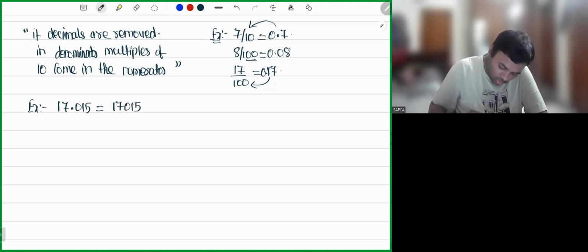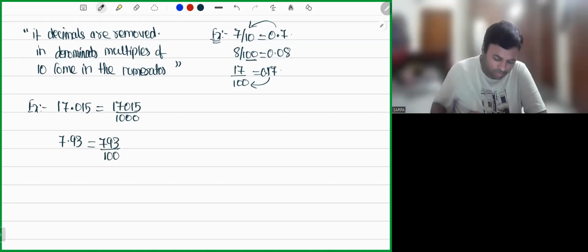17.015 whole divided by, after the point, how many numbers are there? 3 are there, right? So 1, 2, 3. You are having 7.93. How will you write 793 divided by 100? Because after the point, 2 numbers are there. You are having 85.6. How will you write 856 whole divided by 10?